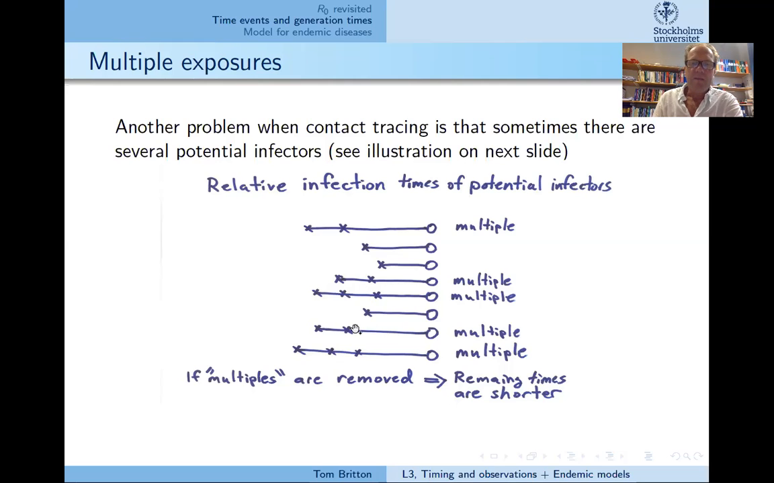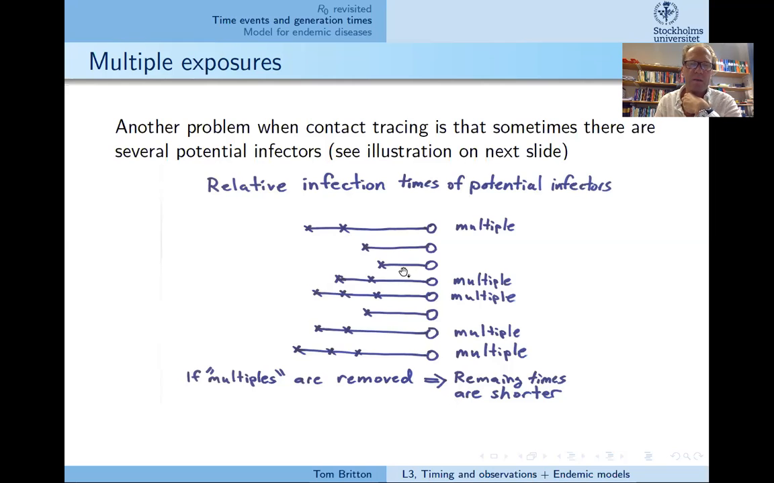One easy solution is to throw away the ones with multiple possibilities, just keeping the ones where you have a unique infector. This has been done, in the Ebola study that we looked at. They threw away 75% of all the observations, and that's usually not good. But there's also another problem, that the remaining ones will be biased. It is easy to show using a mathematical or statistical model that if you throw away the ones with multiple possible infectors, the ones that you keep will typically be shorter.